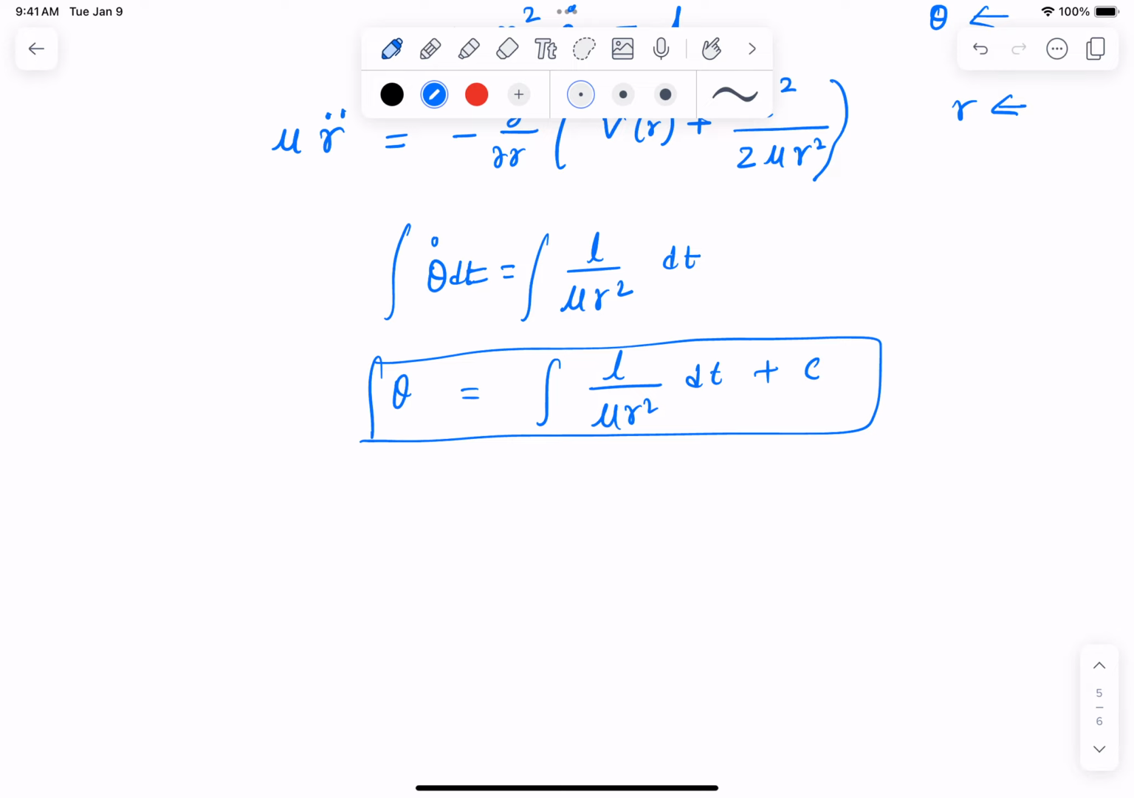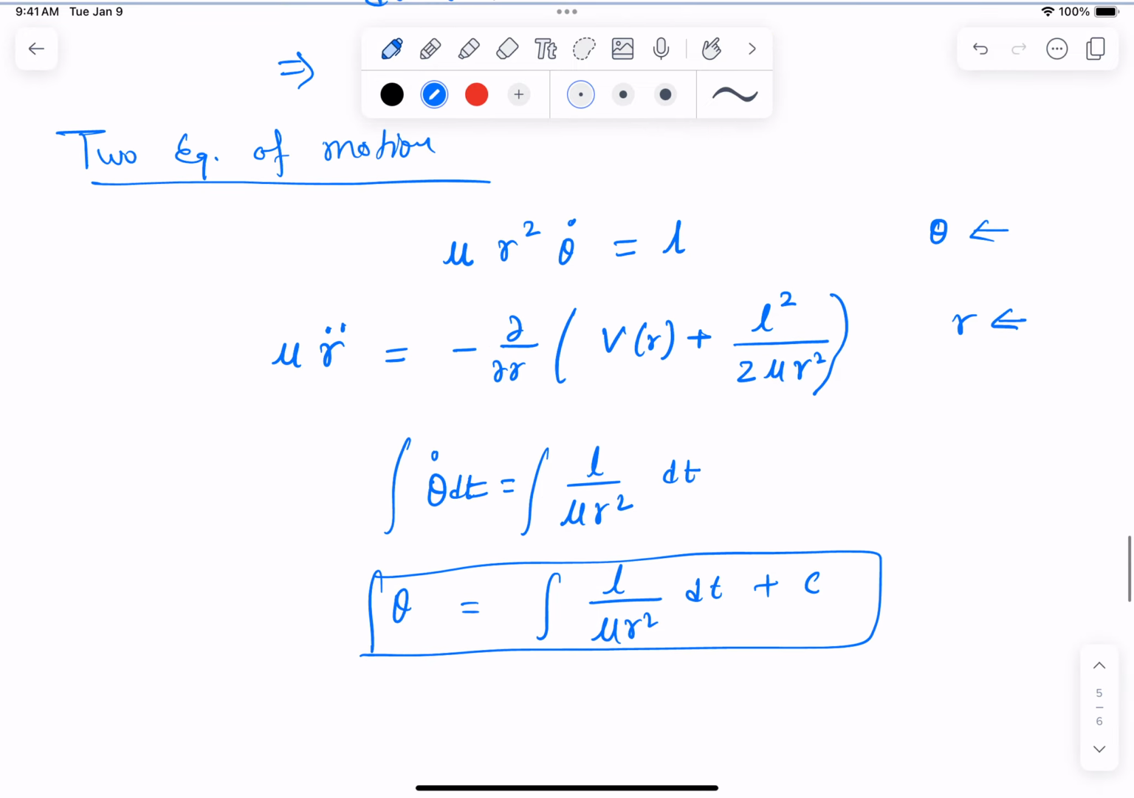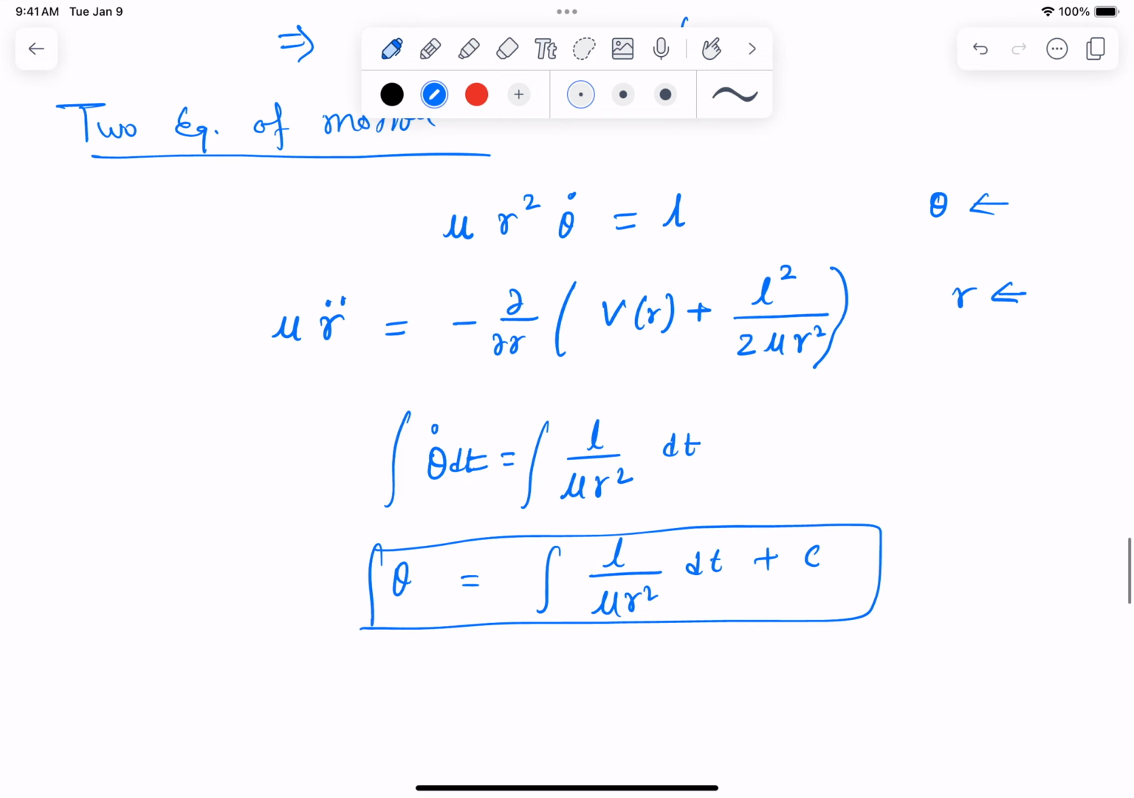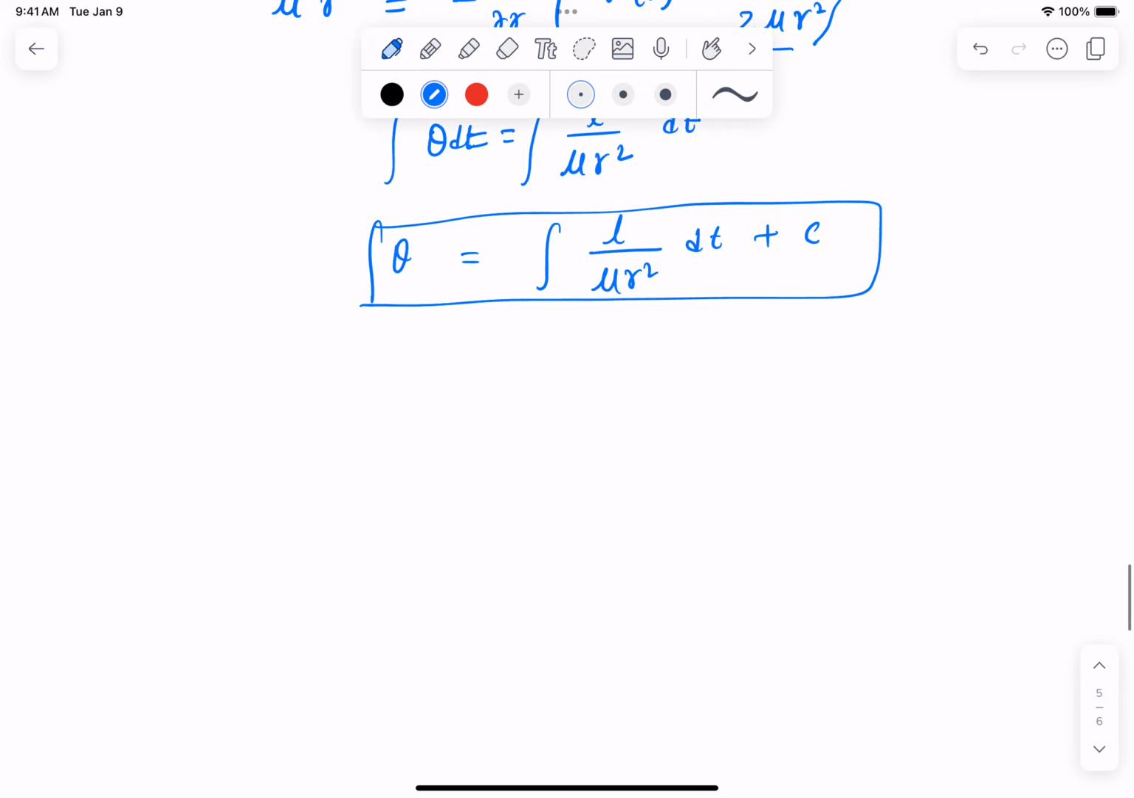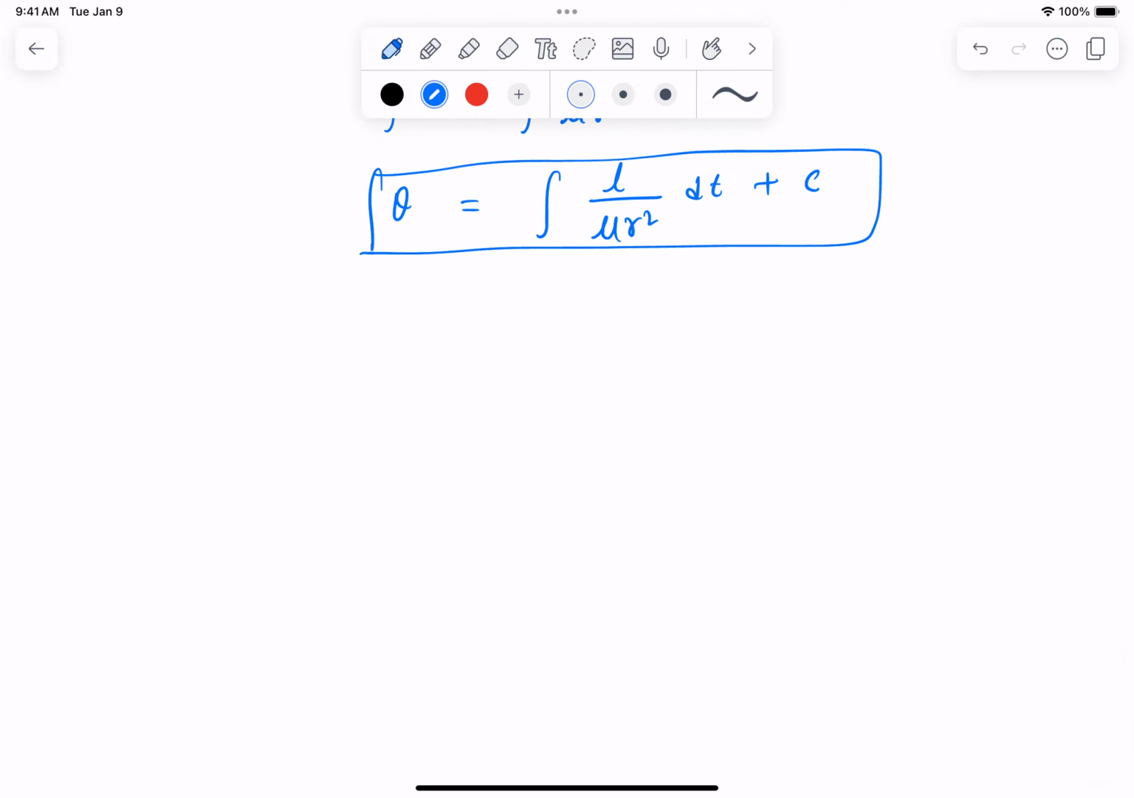Okay, but this is a little bit complicated. So what we are going to do is first try to understand how we can get some understanding of what the motion would look like just by looking at this quantity. So we are going to do some kind of a pictorial solution. Okay, so how do we do that?